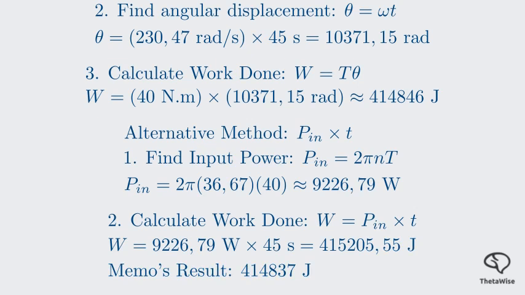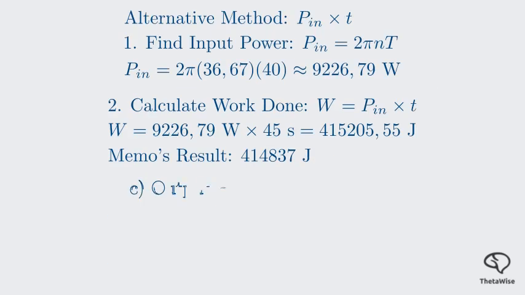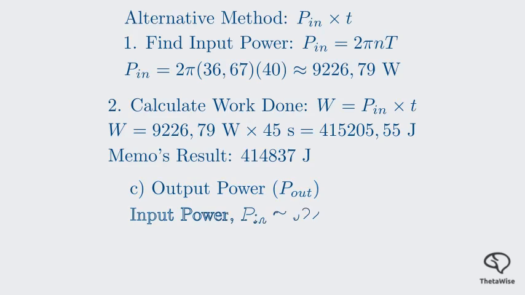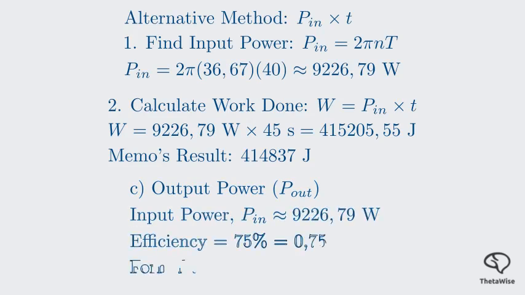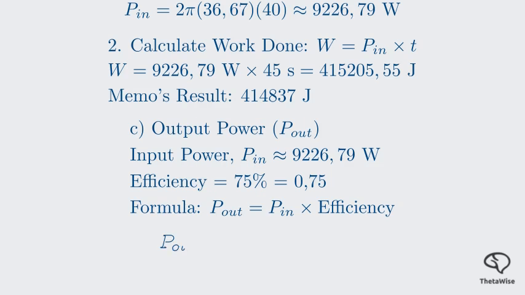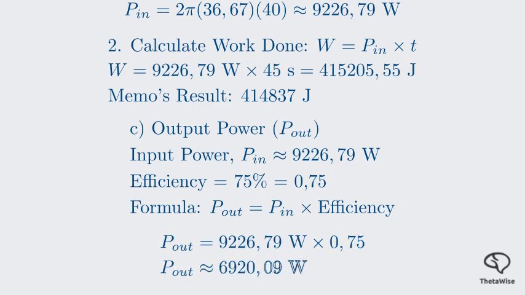Now for part C, the output power if the efficiency is 75%. The input power, which is the power generated by the spindle, is 9226.79 watts. Efficiency is the ratio of output power to input power. So, output power equals input power times efficiency. The output power is 9226.79 watts times 0.75, which equals approximately 6920.09 watts.